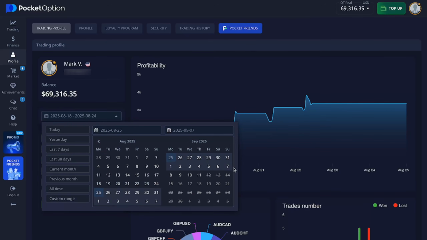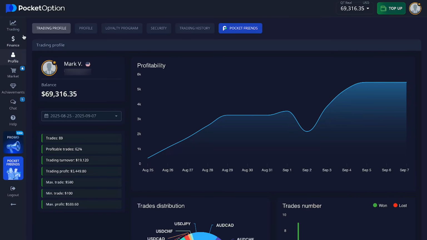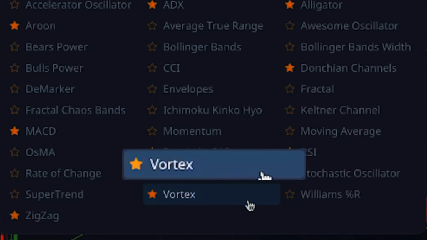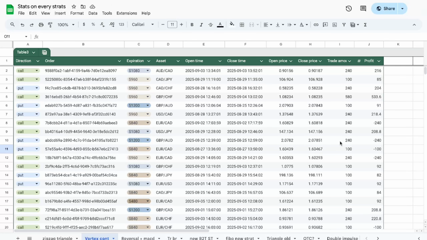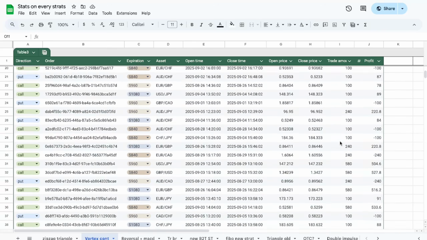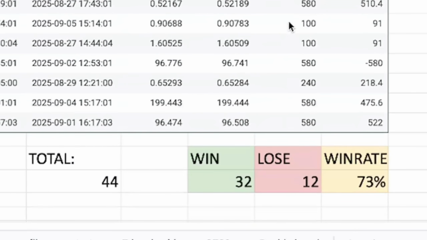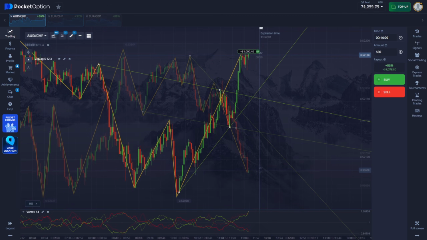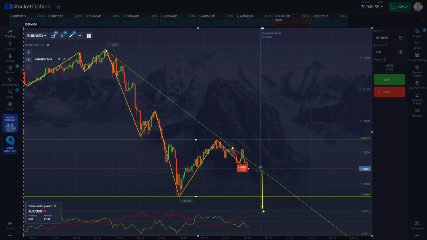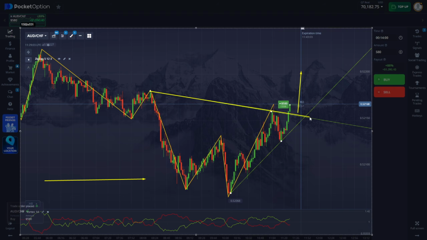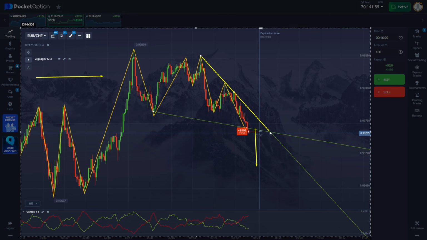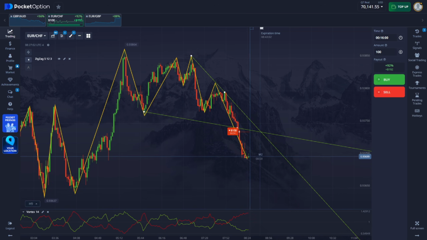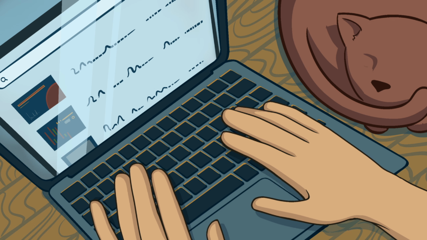Alright guys, so for the last 2 weeks I've been testing this new strategy with the Vortex indicator. And honestly, the results kind of surprised me. Here's the stats for this strategy. 32 wins, 12 losses. Most of the trades were clean trend trades, super low stress. And really, all I did was look for simple continuation setups. The indicator basically helped me filter out the weak spots and only jump in when there was momentum.